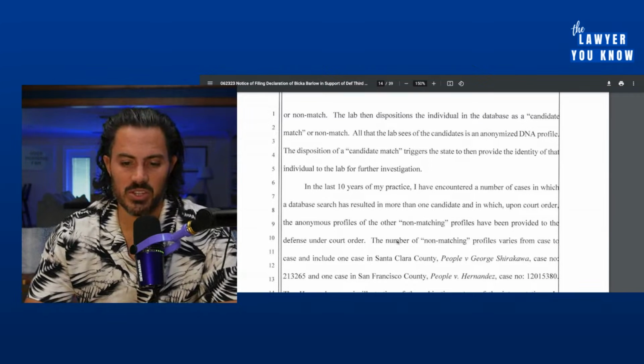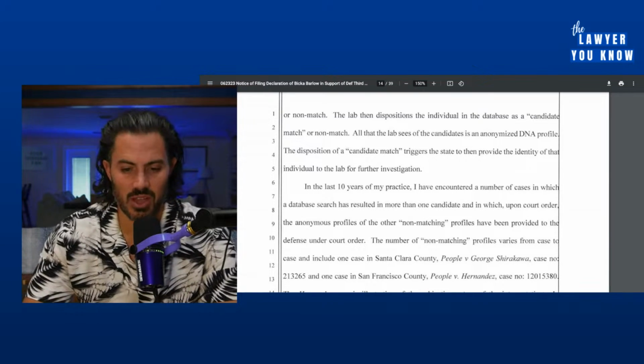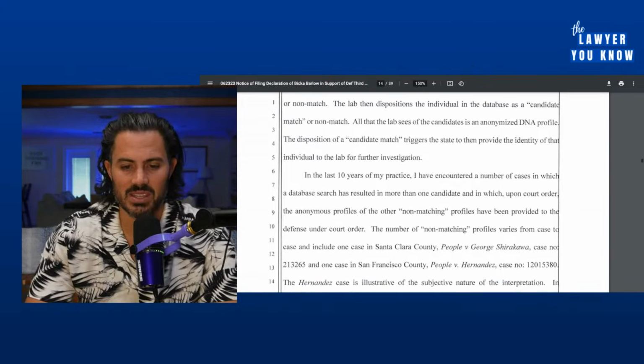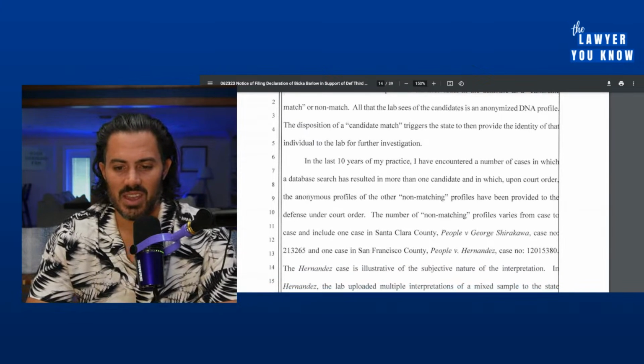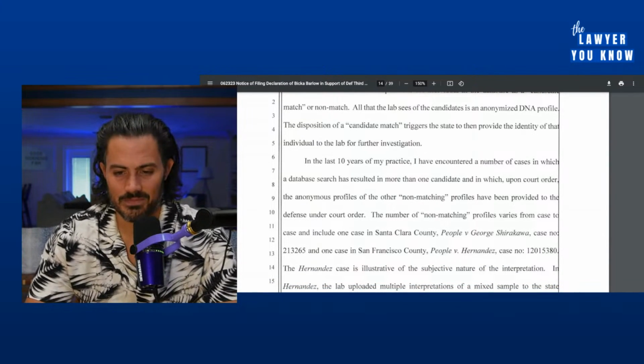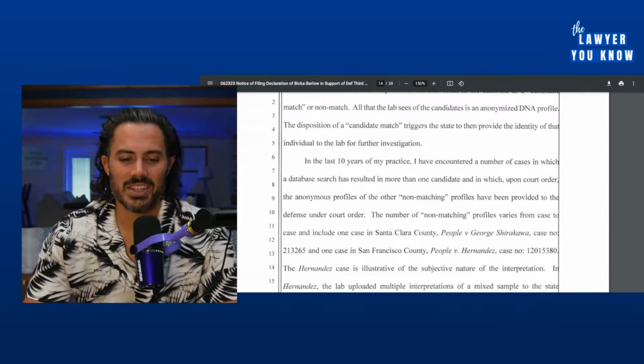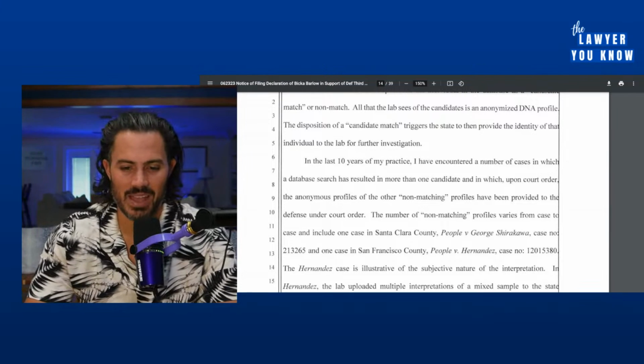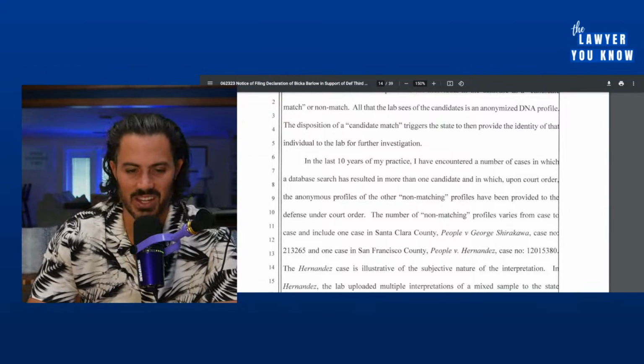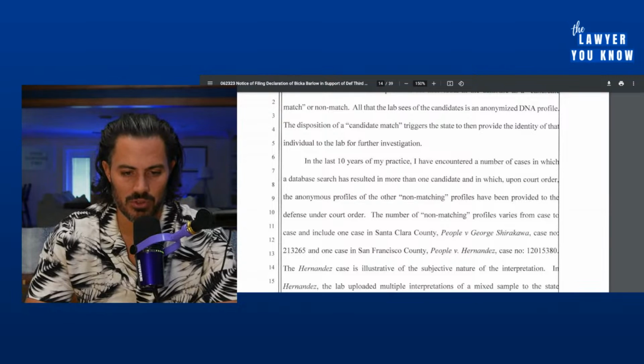The lab then dispositions the individual in the database as candidate match or non-match. All that the lab sees of the candidate is an anonymized DNA profile. The disposition of a candidate match triggers the state to then provide the identity of the individual to the lab for further investigation.